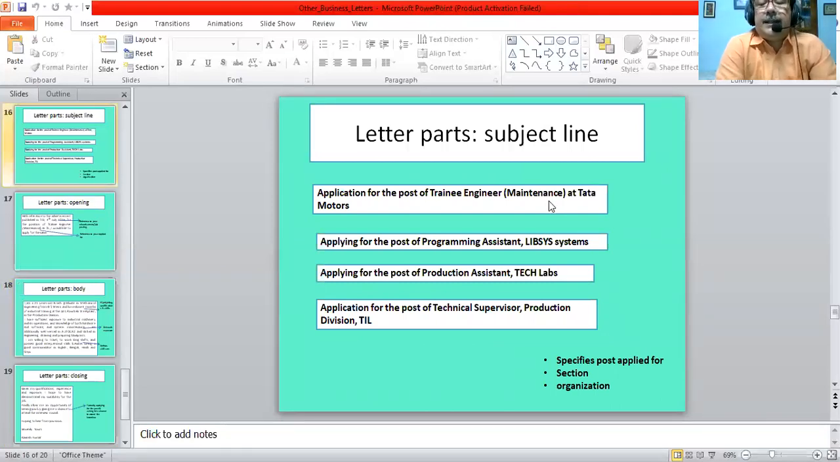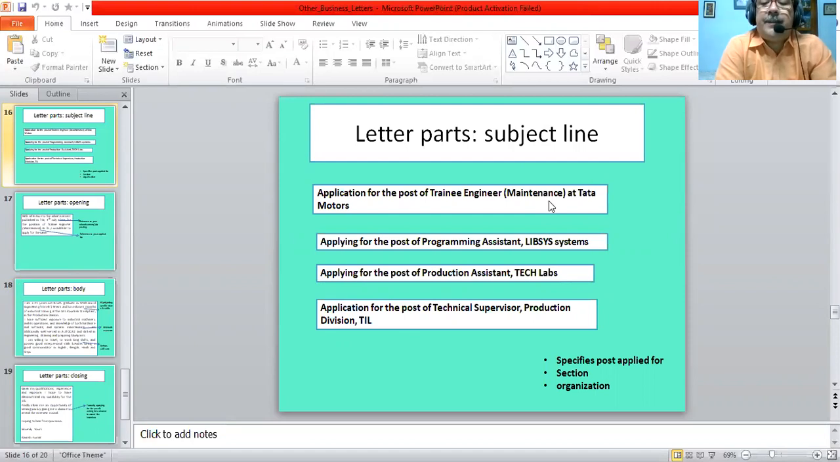Now the subject line. Let us look at some sample subject lines. Application for the post of trainee engineer maintenance at Tata Motors. Applying for the post of program assistant, Libsys Systems. Applying for the post of production assistant, Tech Labs. Application for the post of technical supervisor, production division, TIL.